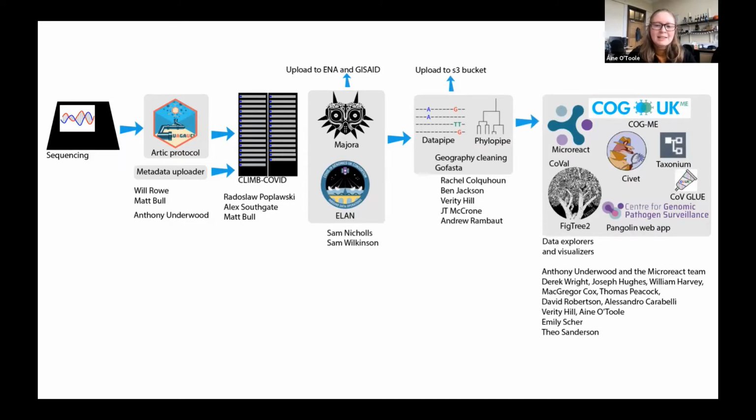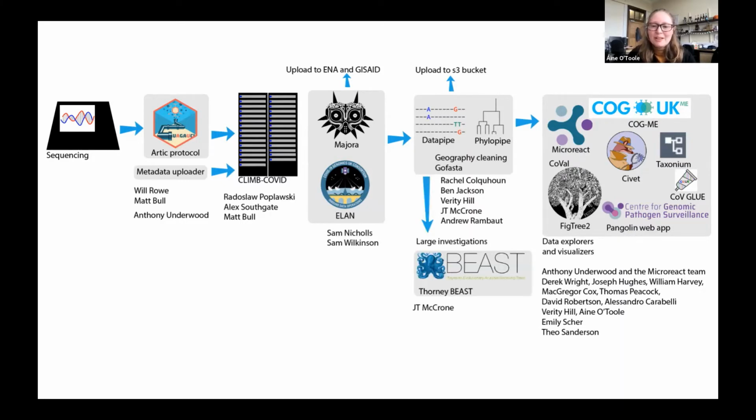And this central analysis then feeds into tools like CIVIT by Anya and Verity, which generates individual outbreak reports, MicroReact by David Arneson and Anthony and team, which allows the tree and some of the geographic data to be explored. COG-ME by Derek Wright and others over at CVR in Glasgow, which allows mutation profiles to be explored. And there have been software like Figtree 2 and Taxonium, which have been written by Emily Scher and Theo Sanderson, which enable the massive trees to be visualized.